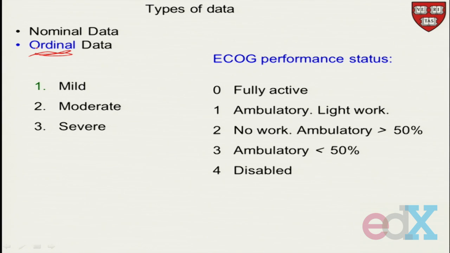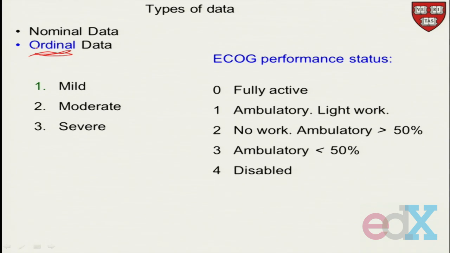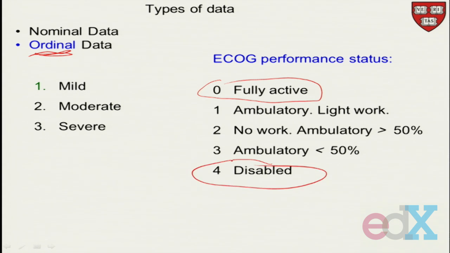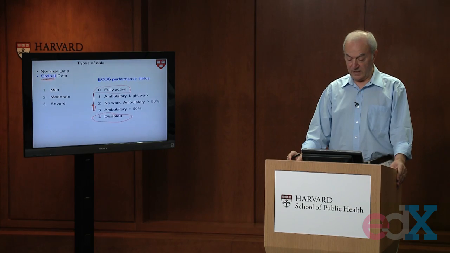Here's another example. In the Eastern Cooperative Oncology Group, which is a clinical trials group in cancer, they have come up with this 5-level classification of the performance status of an individual. And it ranges from 0, where the patient is fully active, to 4, where the patient is disabled. And it progressively gets worse as you go down the scale. So here, the order is important. So this is a little bit more structured than we had with the nominal data.